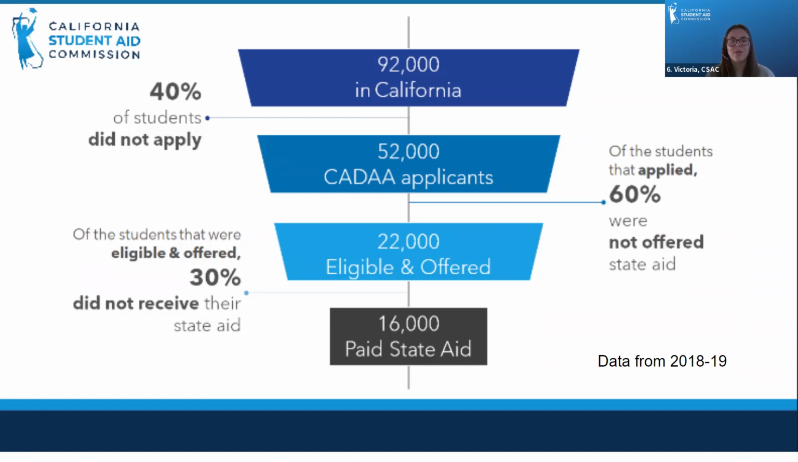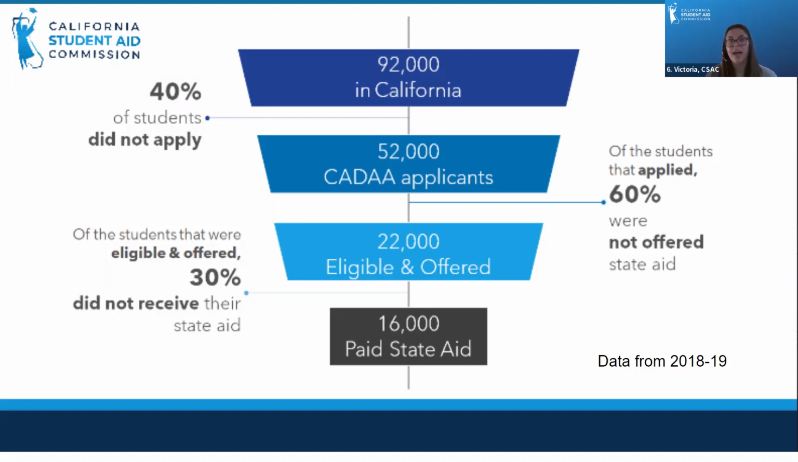And so then 40% of those, however, don't even apply to the DREAM Act application. So maybe they aren't aware of it. Maybe they are nervous about putting their information on a government application. And then of the 60% of those students who did apply, 60% were not offered aid. And then it keeps funneling down smaller and smaller to the fact that of the students that were eligible and offered, 30% did not receive their state aid. So we're looking at how this funnels down and where those barriers are being created.